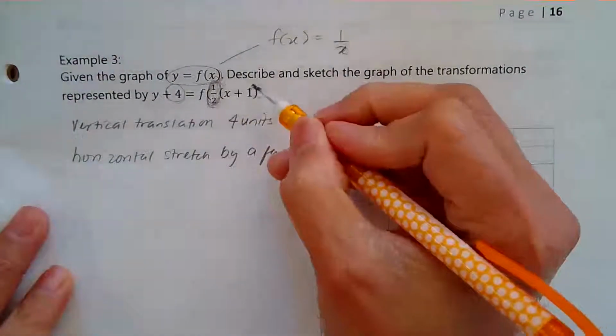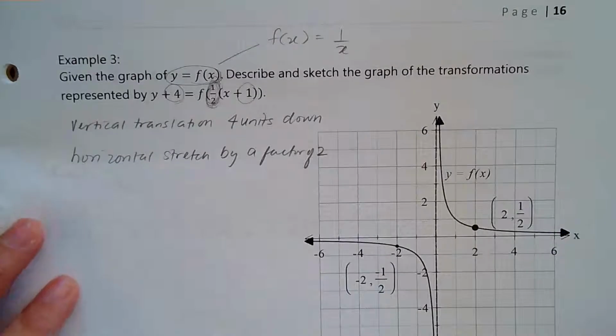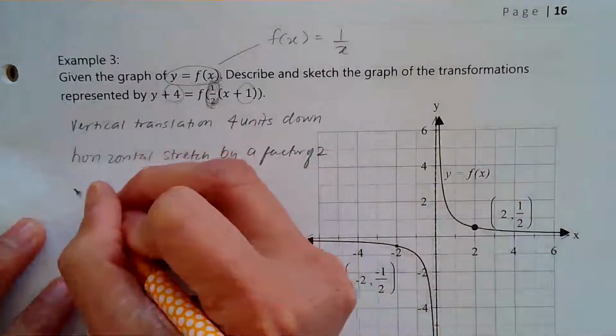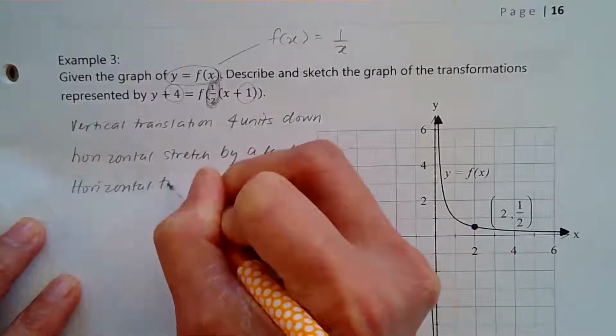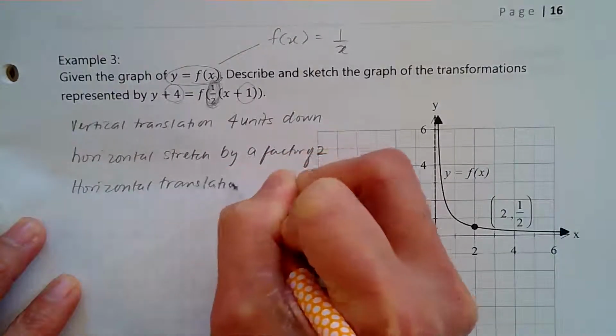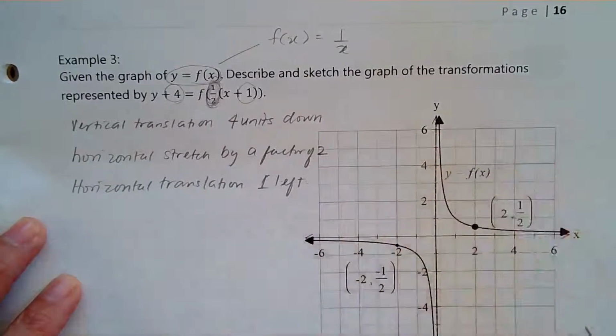And then what else happened here with the +1? 1 to the left. Horizontal translation, 1 left. Yeah? Okay.